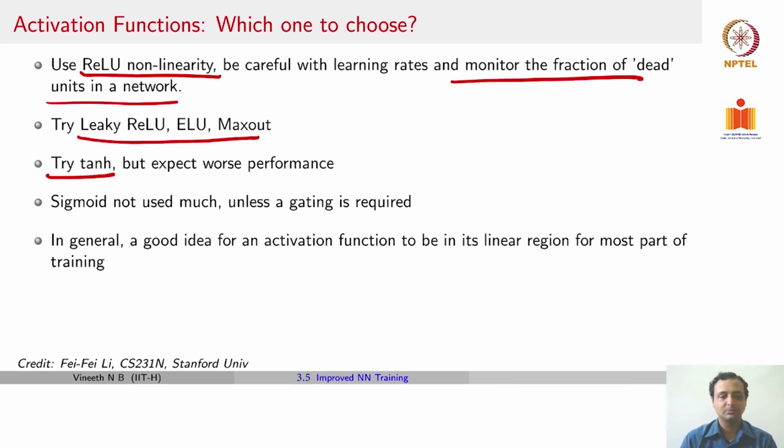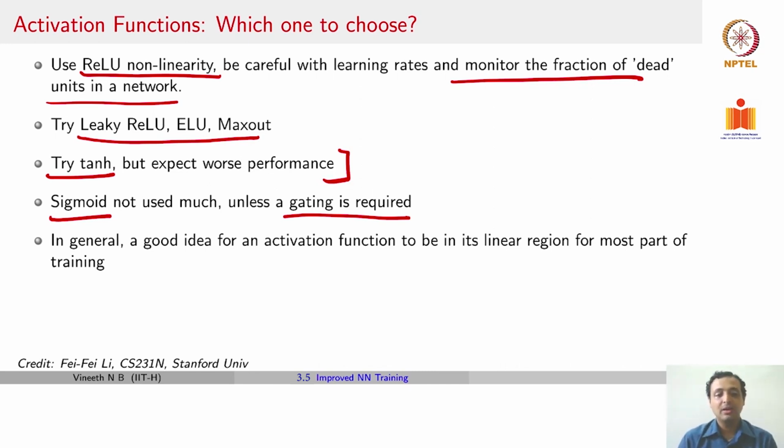Sigmoid is not used much today unless a gating kind of response is required. We will see such networks later in this course where you want a neuron to have a gating effect, rather, have an output lying between 0 and 1. In those cases, including an output neuron, for example, in a binary classification problem, in those scenarios, sigmoid neuron is the default choice. Tanh is also used in certain such settings where you want the output of the neuron to be bound in a certain range.